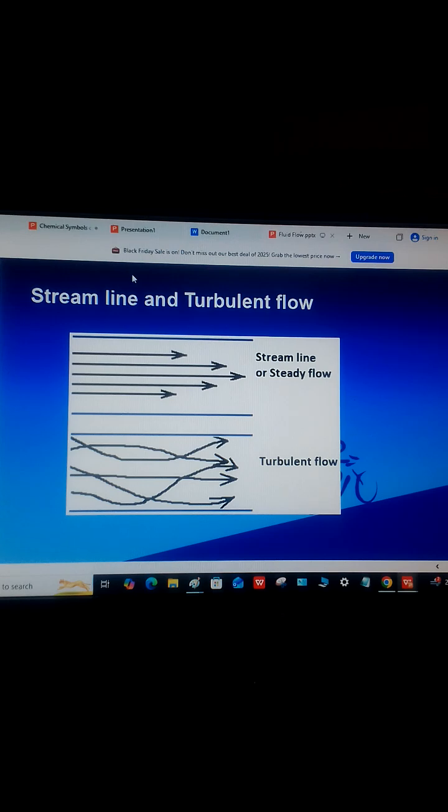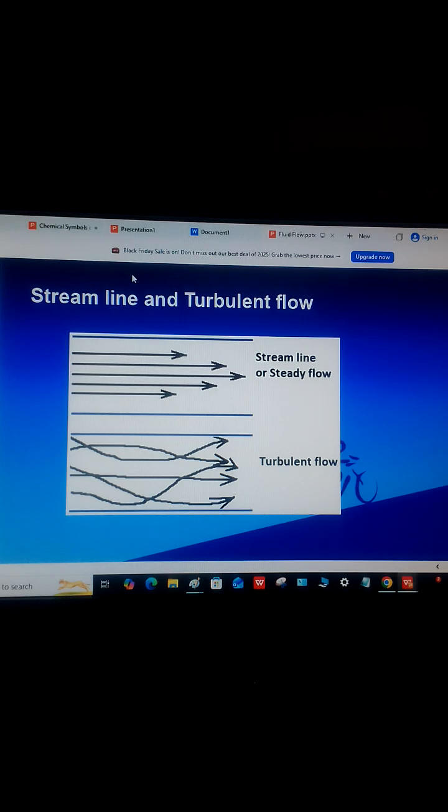So if somebody asks you to draw streamlines in streamline flow, and there are places where the speed is higher, then the streamlines will be closer where the speed is higher. All right. Now, we have seen that streamlines are parallel to each other, and the streamline flow is smooth and steady. Let's talk about turbulent flow.